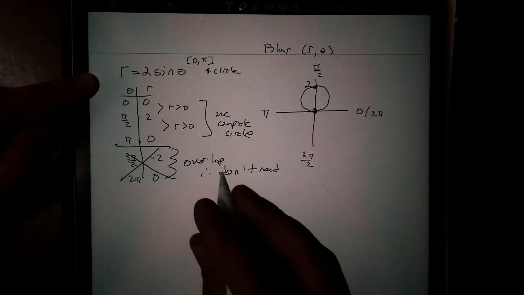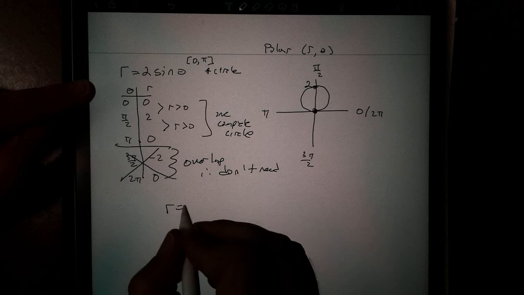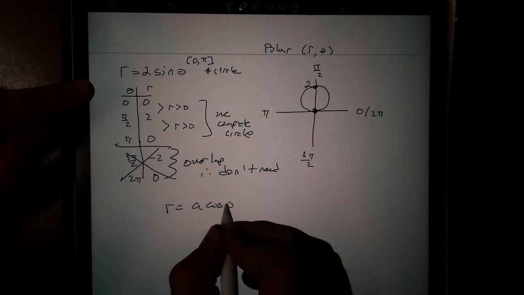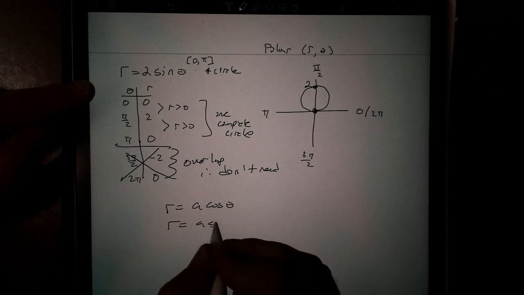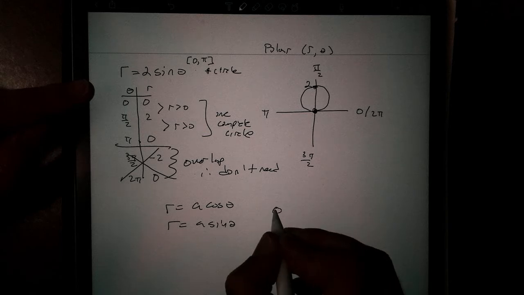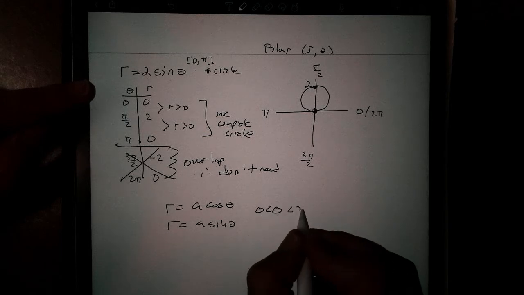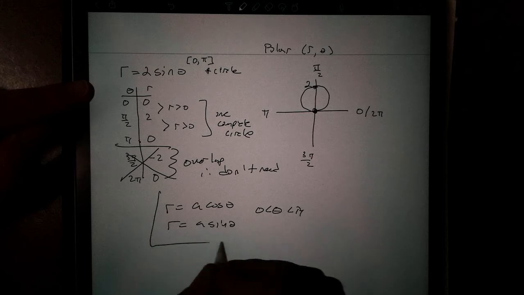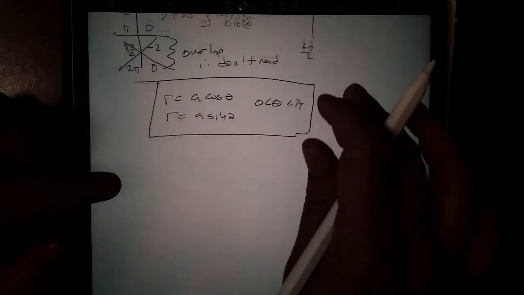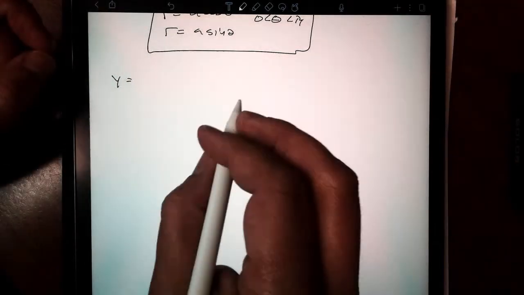So if we have r equals some a cosine theta, or r equals a sine theta, theta is always going to be between 0 and pi. Right there. So what about some other ones? Well, let's take a look at a limaçon. A limaçon, if you're French, okay?